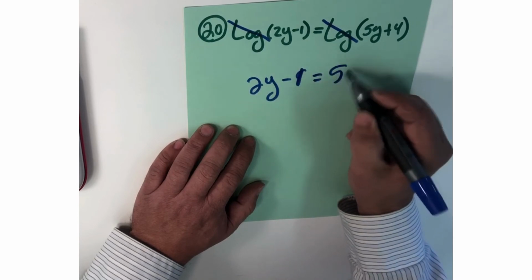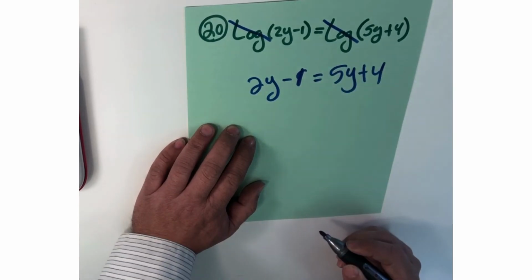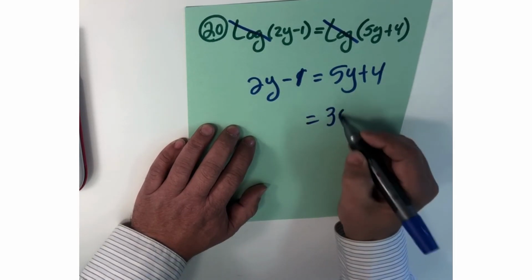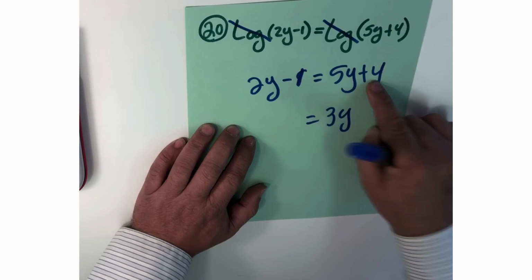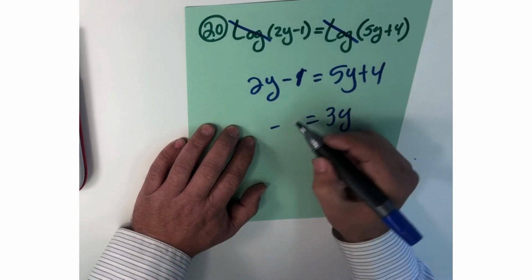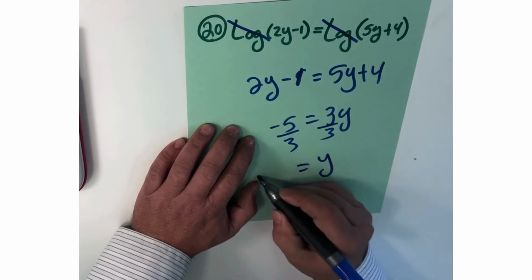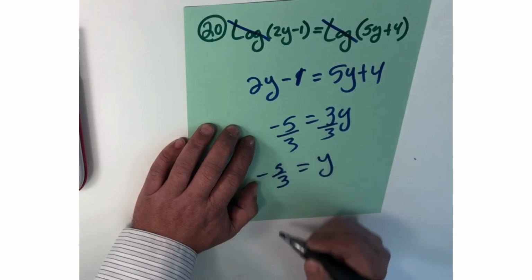is equal to 5y plus 4. And you just solve for y. Let's see, when I bring the 2y this way, you'll get 3y. When you subtract 4, you get negative 5. And so when you divide by 3, you will get y is equal to negative 5/3.